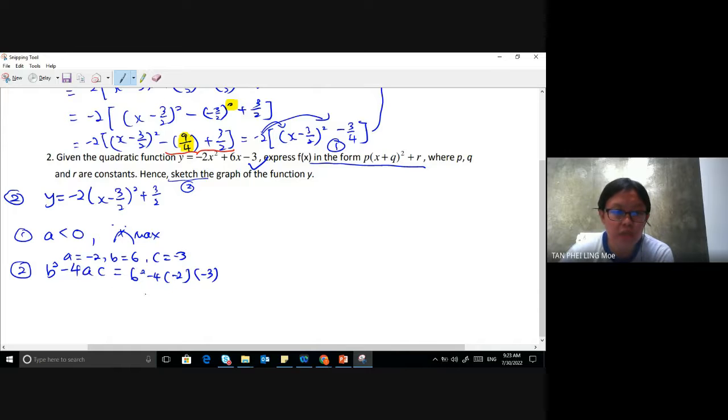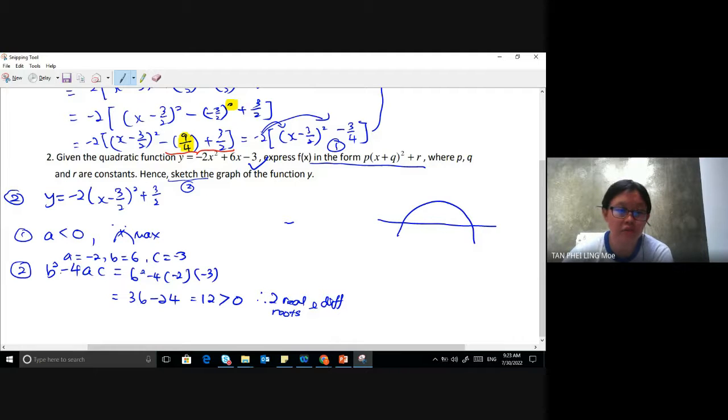Is that okay? So now I check. 6 squared is 36. Calculator, this one is plus 8, become minus 24. So it equals 12, which is bigger than 0. So I know that there should be 2 real and different roots. Which means now I already know I can sketch it out like that. There should be 2 roots like that.